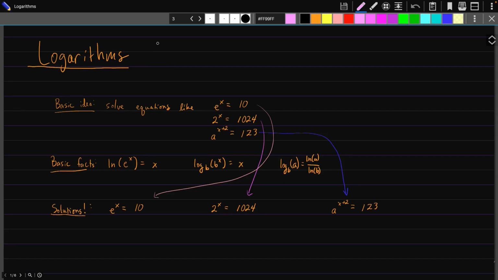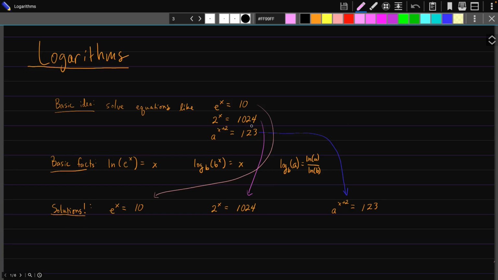So today I'm going to talk to you about logarithms. Logarithms are a very important but often forgotten concept that will help you solve lots and lots and lots of problems in math. So the basic idea of logarithms is that we want to solve some equations that might look like this. So e to the x equals 10, for example. What's x? It's not super obvious how to figure that out using a calculator.